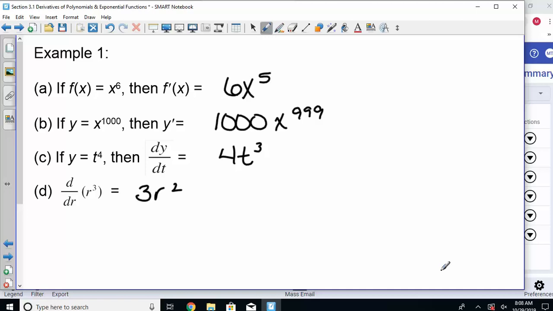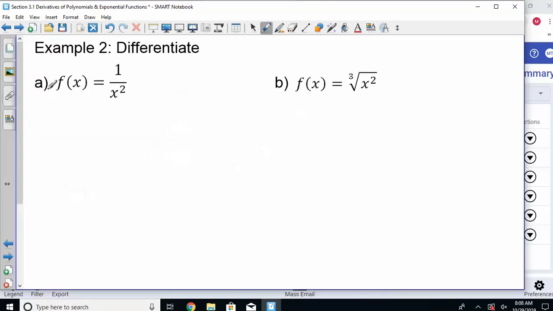So we're kind of now entering the section where we are going to learn rules to help us on all these problems. Okay, let's take a look at these. They're a bit different. The only rule we have right now allows us to do the derivative if it is just x to a power. So I can't do this derivative unless I can rewrite the problem as x to a power. 1 over x squared, is there any way to rewrite that? X to the negative 2.